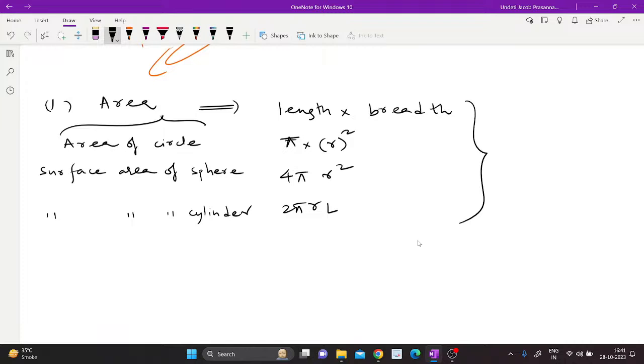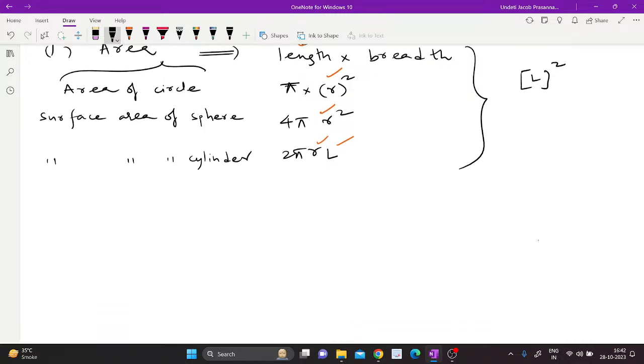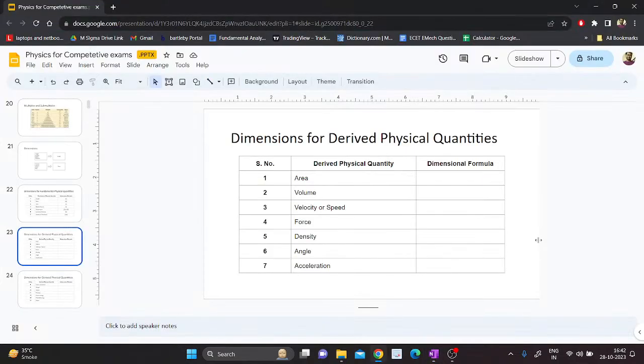Whatever you take, you see that length square is the fundamental physical quantity here. So for area we will get the dimensional formula as simply L square. It might look very easy when you write it for area, but when you write it for acceleration in the examination you can get confused. So we should not feel overconfident when I'm explaining some easy concepts here, right? So let's go one by one.